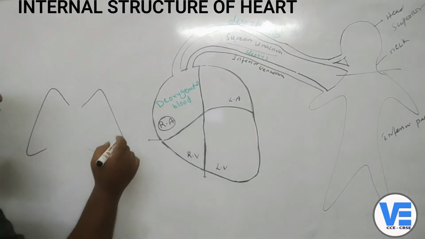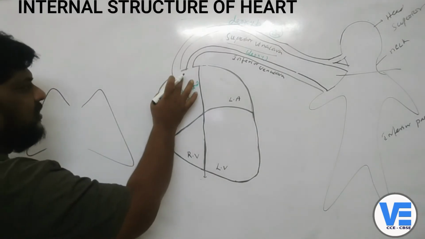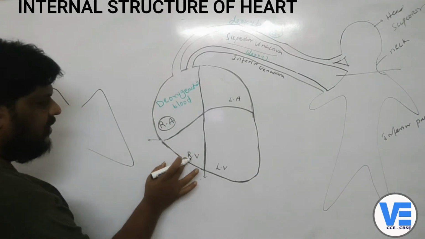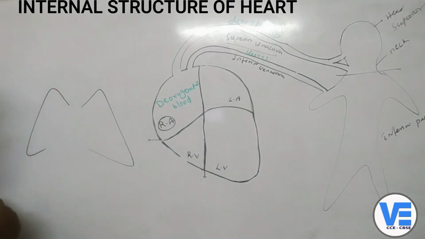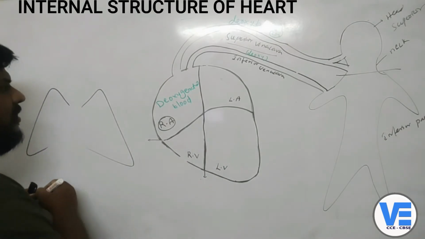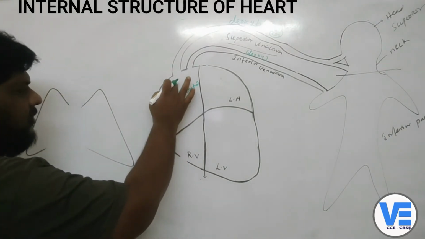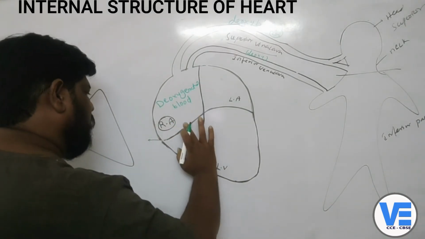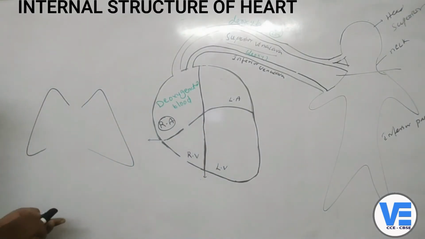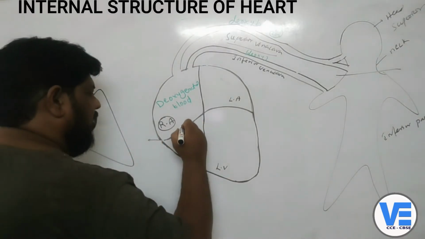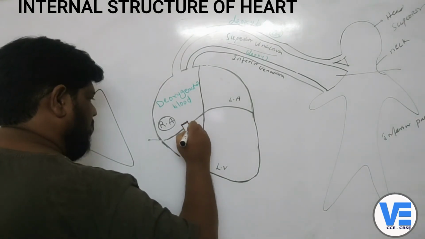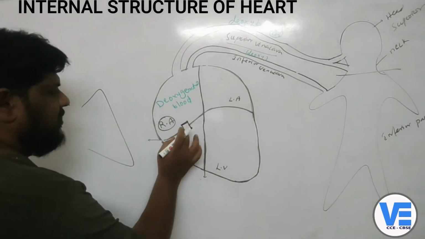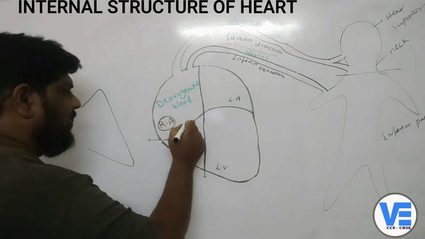Now here, whatever blood is in the right auricle will be sent into the right ventricle. So the deoxygenated blood present in the right auricle will be sent into the right ventricle through a valve. See here, through an aperture, which is called the right auriculoventricular aperture, where there will be a valve.